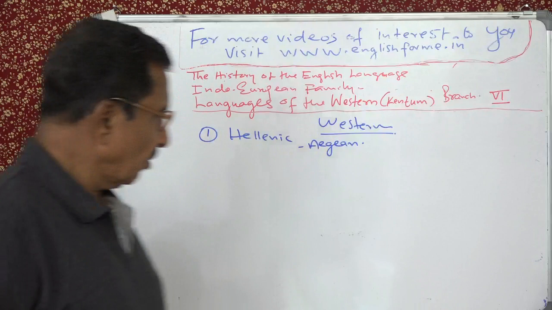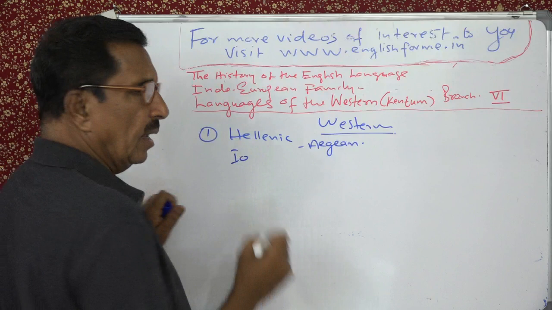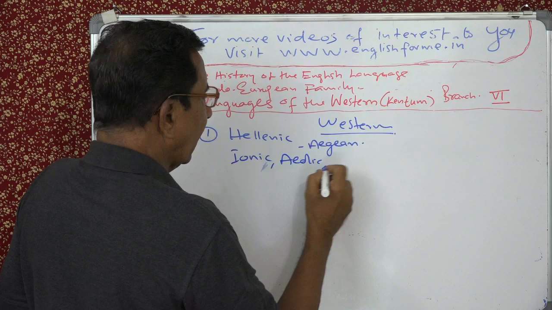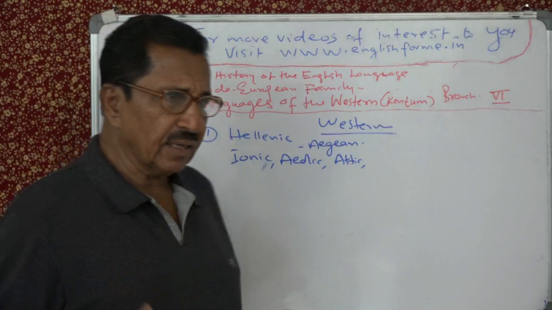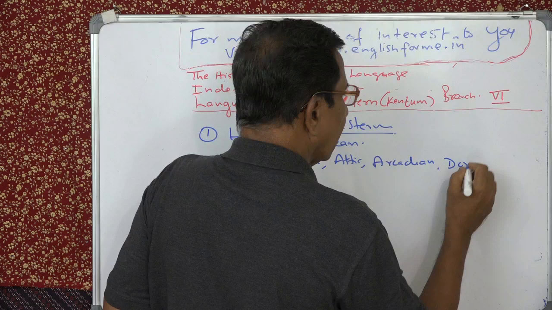Now you have five dialects here. Dialect means a spoken variety, spoken by some people. The dialects are Ionic, Attic, Aeolic, Arcadian and Doric. These are the dialects of the Hellenic branch. Of these, today we are concerned about Attic.